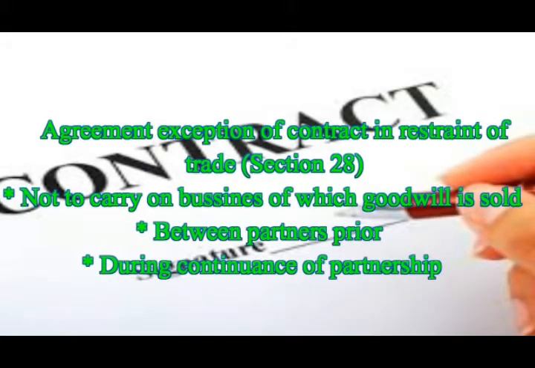Based on Section 28, the exceptions to a contract in restraint of trade are: the agreement not to carry on business of which goodwill is sold. The second is agreement between partners prior. The third is agreement during continuance of partnership.